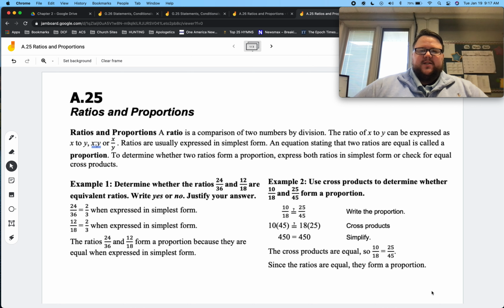Hey, algebra students, today we're going to talk about ratios and proportions. So I'm just going to read the definition for you guys, and then we're going to get right to it. Today's assignment is going to be fairly easy. You're going to be given two different ratios, and you're going to decide whether or not they form a proportion or not. So let's see.